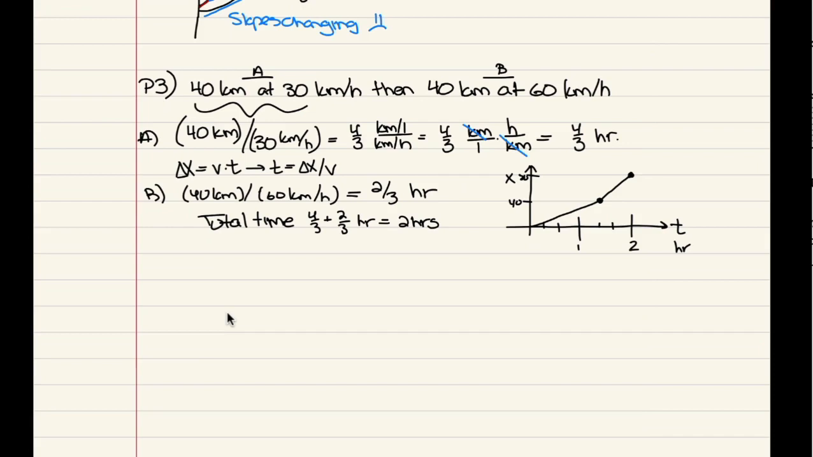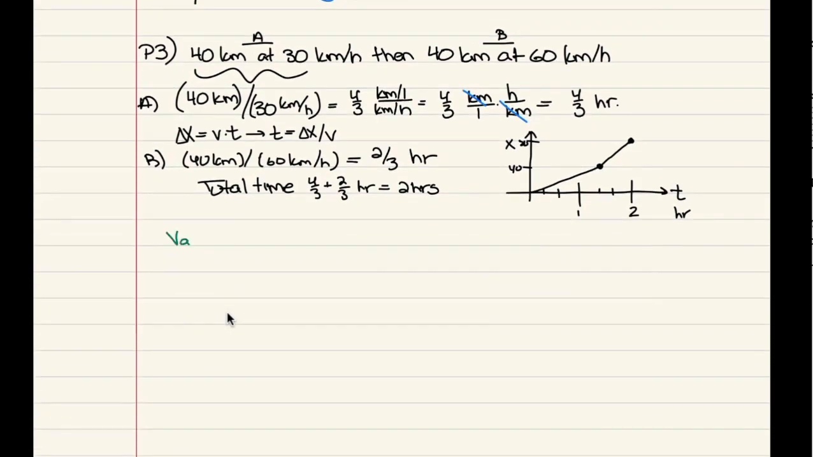The average velocity is the total displacement divided by the total amount of time passed. So in that case, I would say it's 80 kilometers total traveled over 2 hours. In this case, the average velocity then becomes 40 kilometers per hour. Not 45.